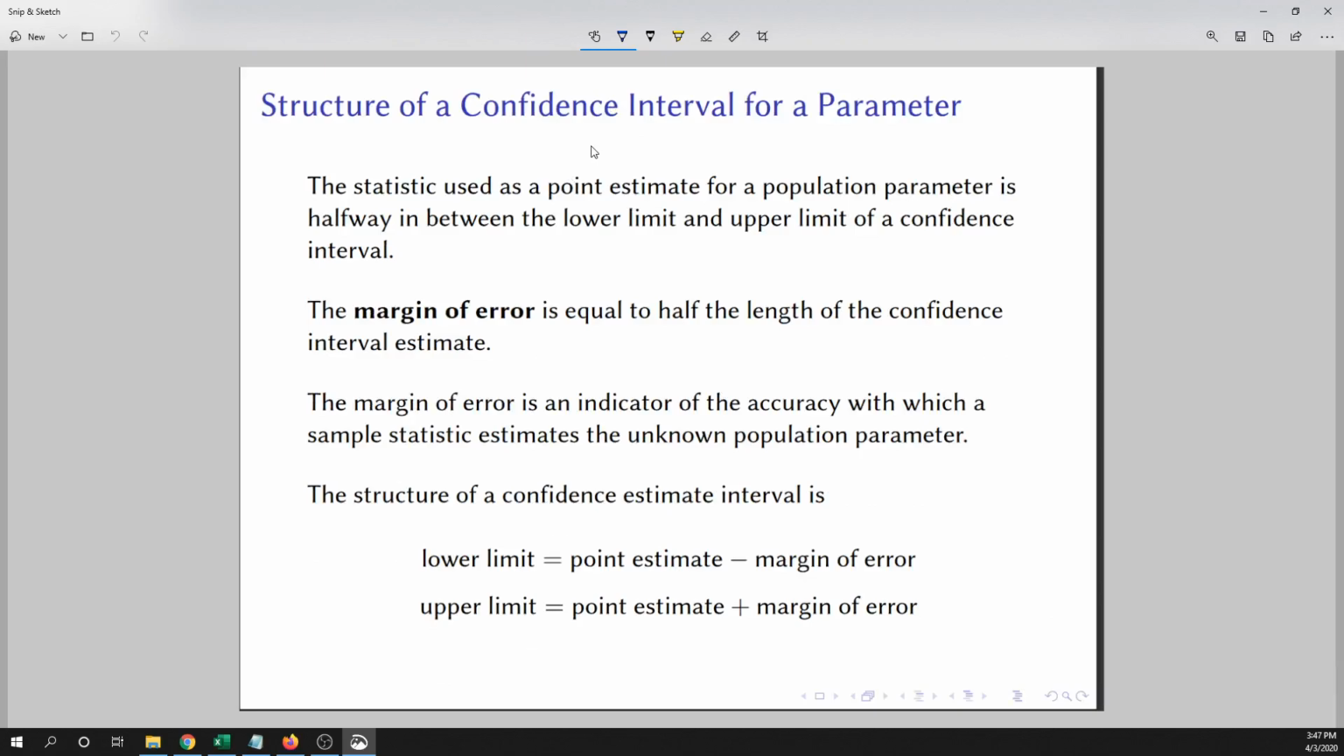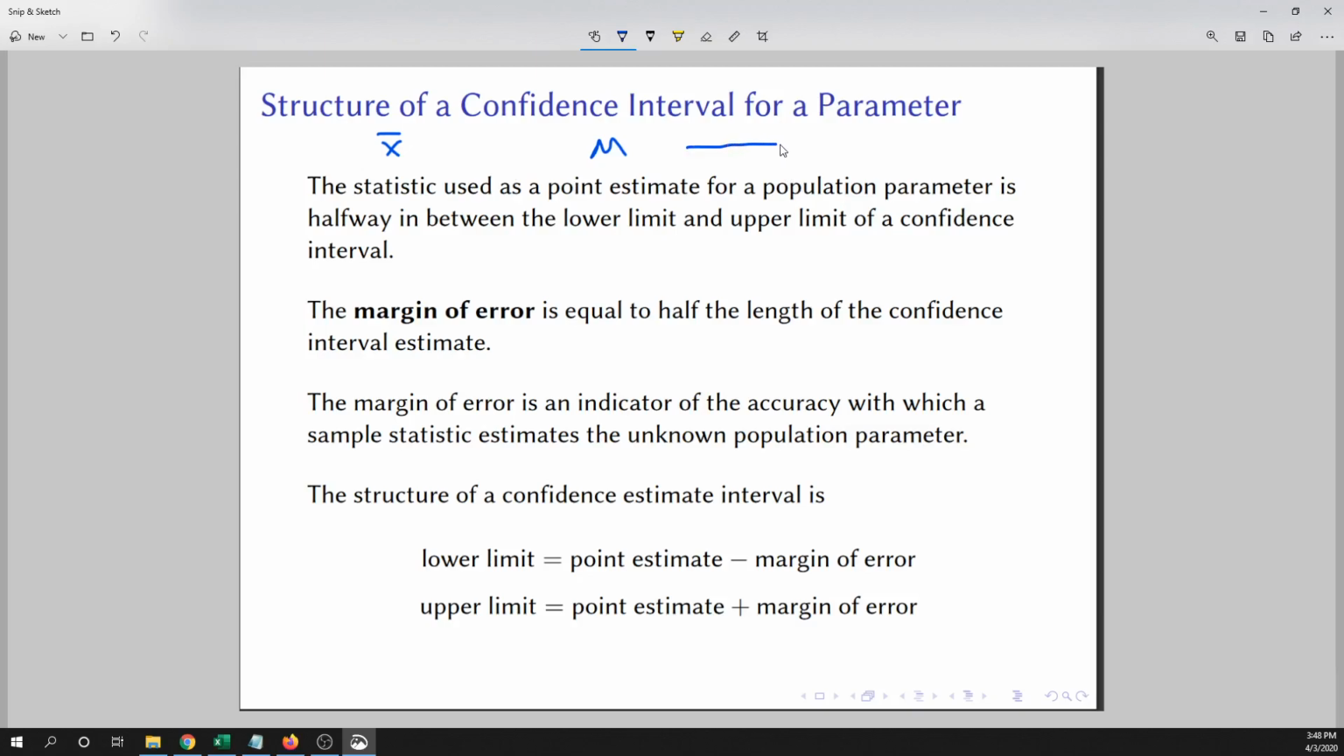So let's say that we are after an estimate for a population mean, mu, okay? So the point estimate that we would use is the sample mean. So we would take a sample, and we calculate the mean, right? Add up all the numbers and divide by the sample size, okay?